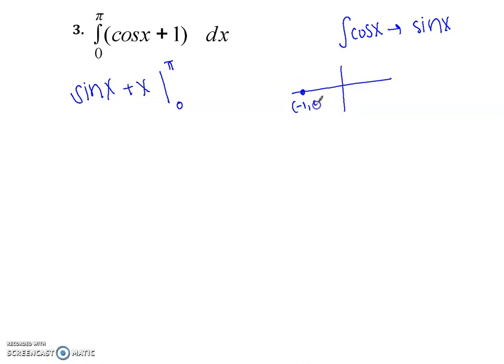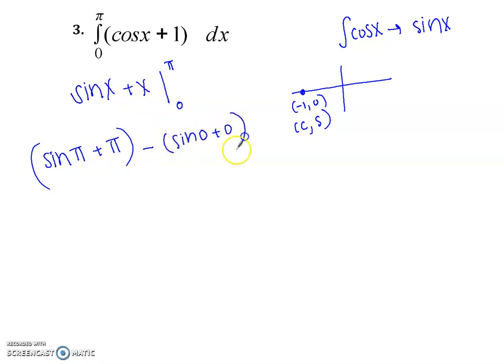When I plug in pi, pi is going to be over here on the left, so that'll be negative 1, 0. Remember, x is always cosine, y is always sine. So I'm going to do sine of pi plus pi. I'm going to figure out what this is. Then I'm going to subtract whatever I get when I plug in 0, so sine of 0 plus 0.